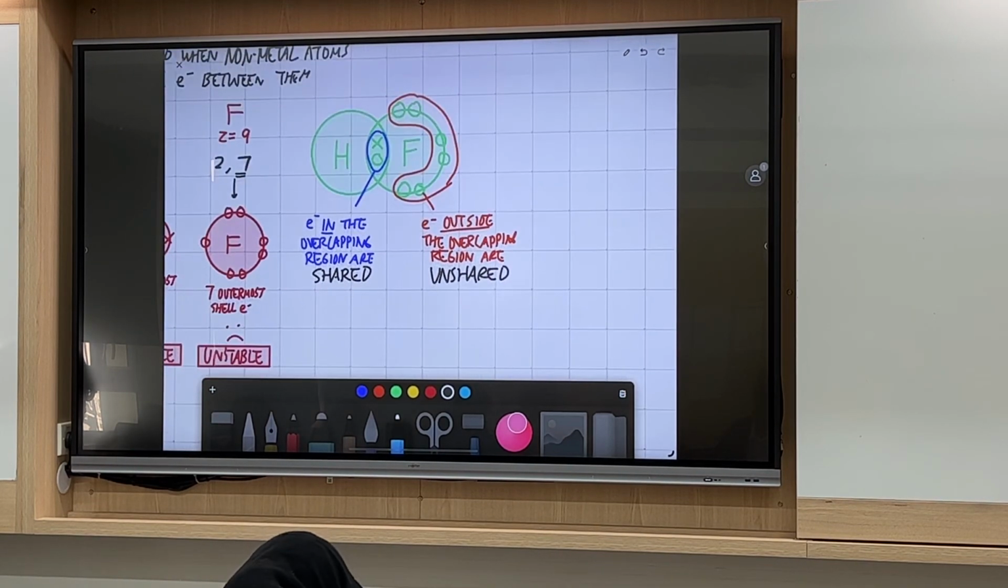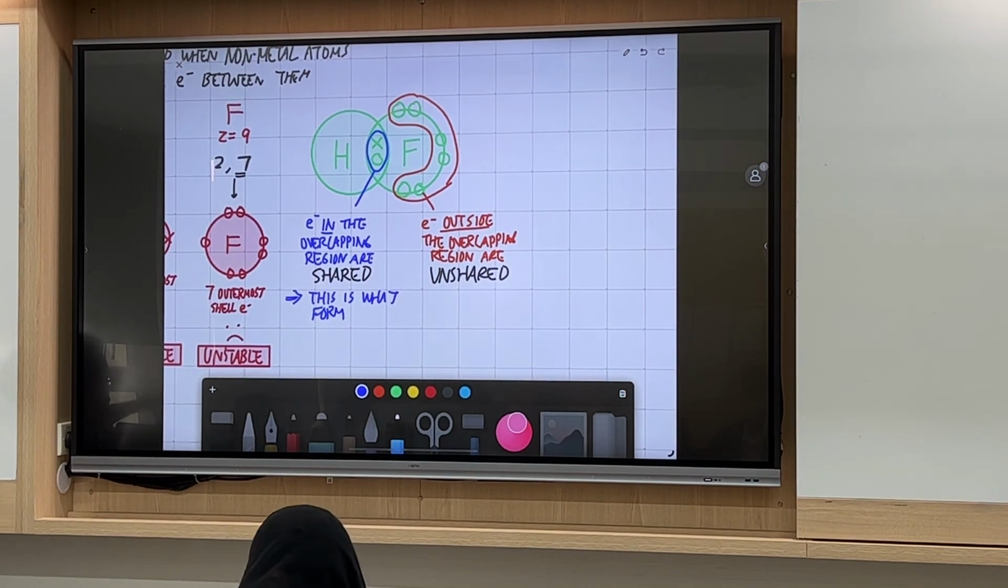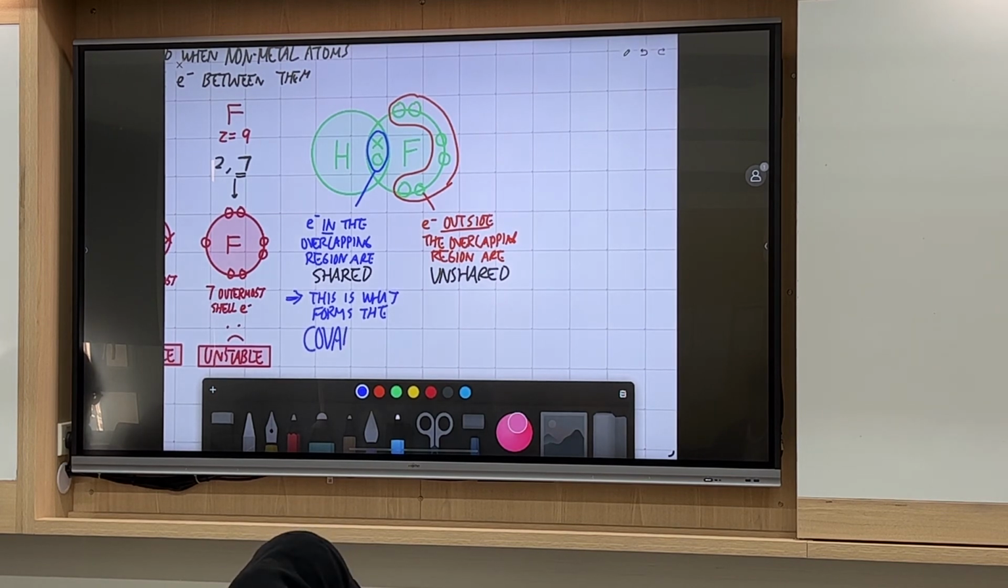And this is what forms the covalent bonds. So the shared electron is what forms the covalent bond. The unshared electrons are not responsible. When you're not sharing something, that means that thing is not contributing to the relationship between you and your friend. Let's say you're sharing a book with your friend. Well, the book is a connection between you two. But let's say you have another pencil bag that you're not sharing with your friend. Well, then that pencil bag is not responsible for the connection between you. So this is what forms the covalent bond.